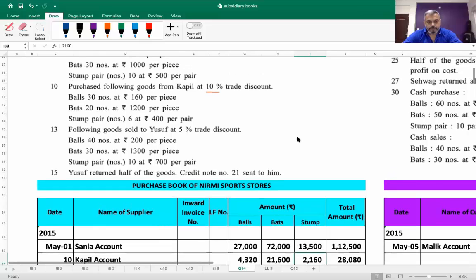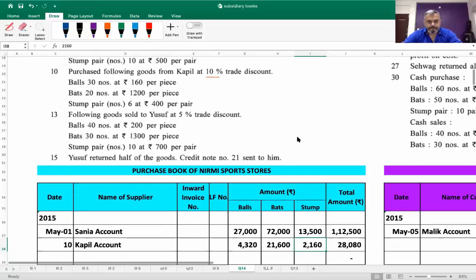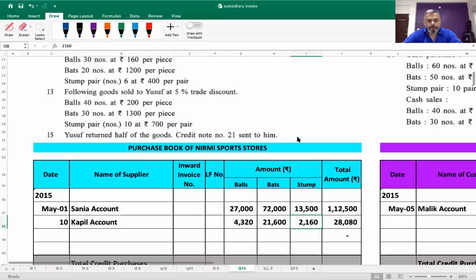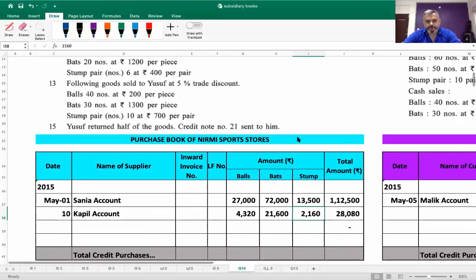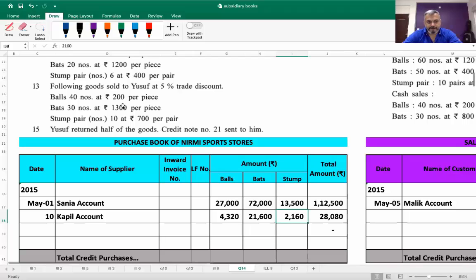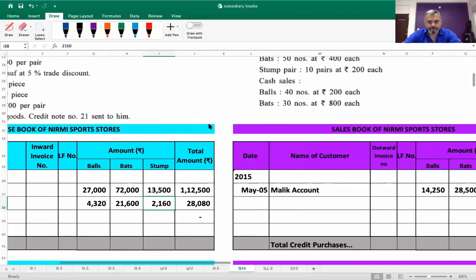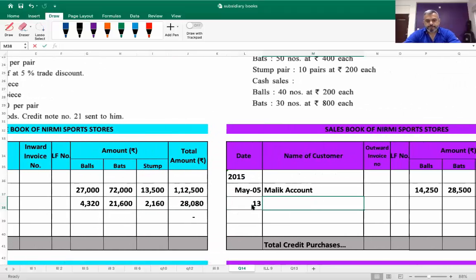Now 13. Following goods sold to Yusuf at 5% trade discount: balls, bats, and stump. So it's a credit transaction, May 13, sales book. Yusuf account.